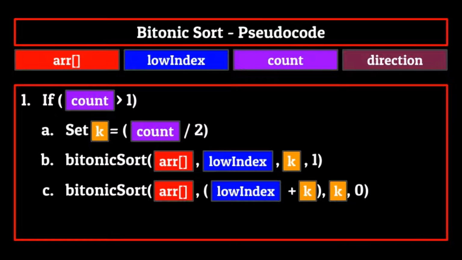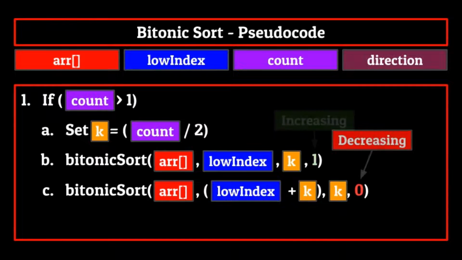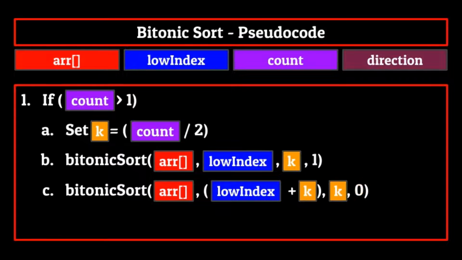This first call will set in motion a process to sort the left half of the list or sublist that was passed into this function in ascending order, and the second call will set in motion a process to sort the right half of the list or sublist that was passed into this function in descending order. This is all determined by the direction argument. Remember, 1 indicates an ascending sort, and 0 indicates a descending sort.